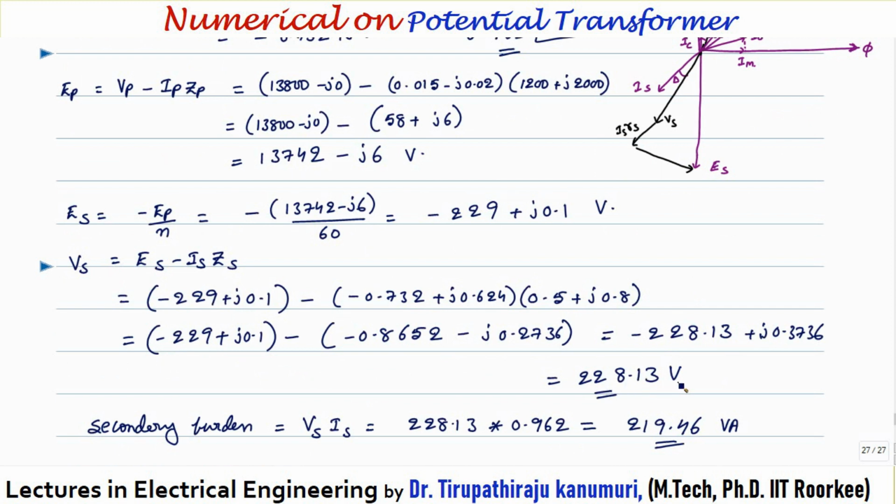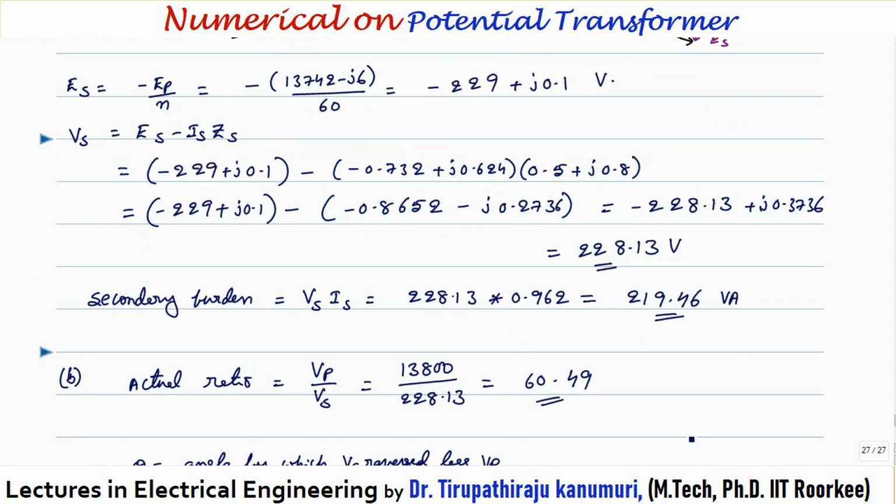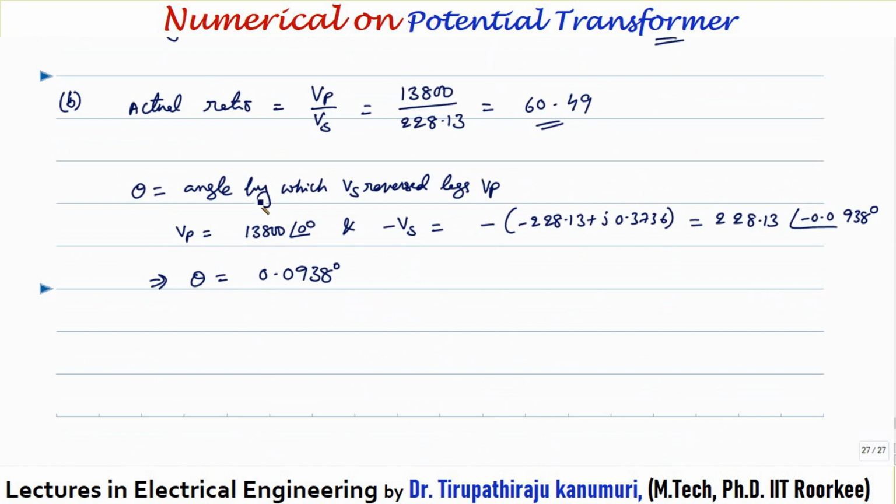Because I want to calculate the secondary burden. For burden I know magnitude of voltage multiplied by magnitude of current. So I have multiplied secondary voltage by secondary current. That will give 219.46 volt amperes. So it is also asked what is the actual transformation ratio. Actual transformation ratio, as you have derived everything, I can directly write as Vp divided by Vs. Vp is 13,800 divided by Vs is 228.13. It will become equal to 60.49.